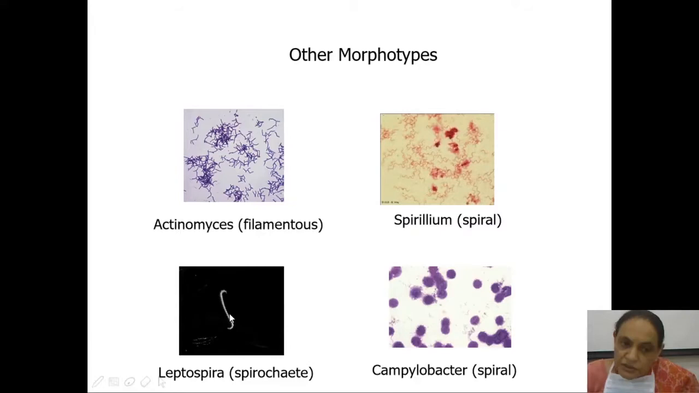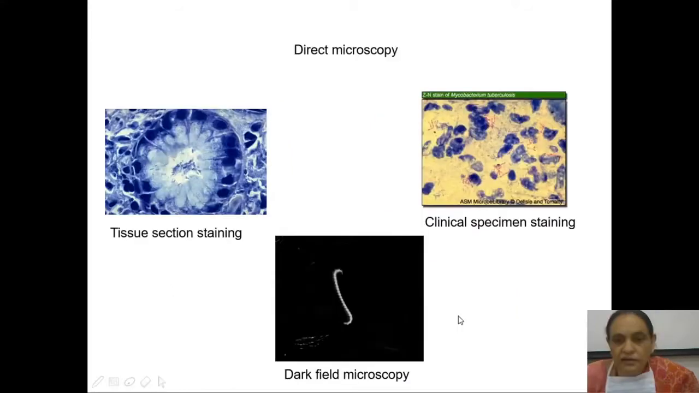Then Campylobacter, which are spiral, again very fine, thin. Some of them are seen directly on the tissue section staining, or you can see this is Mycobacterium tuberculosis in a clinical sputum sample. Again, I told you dark field microscopy, direct specimen, you can see the urine deposit, leptospira.